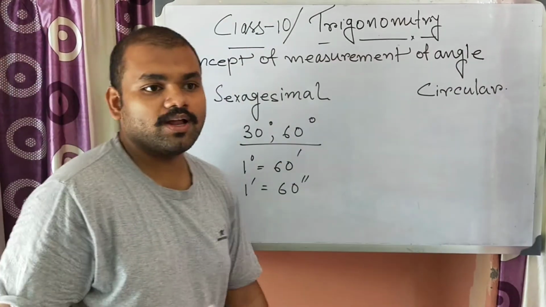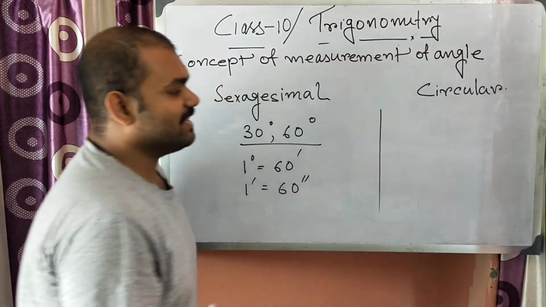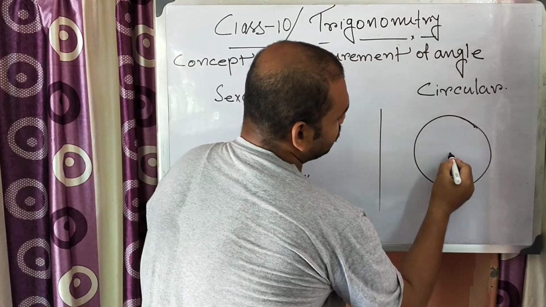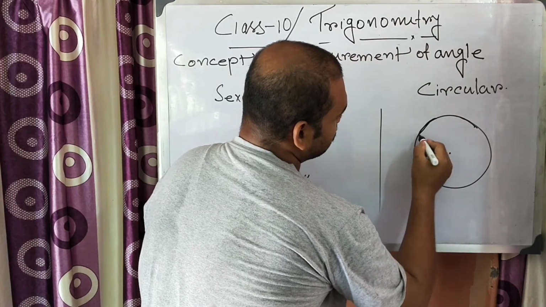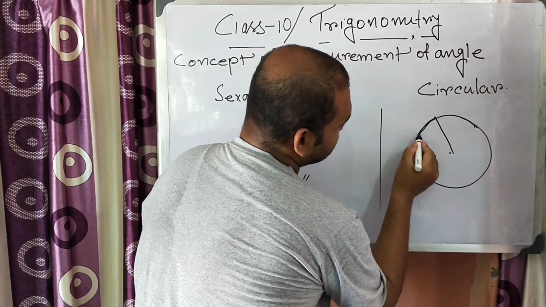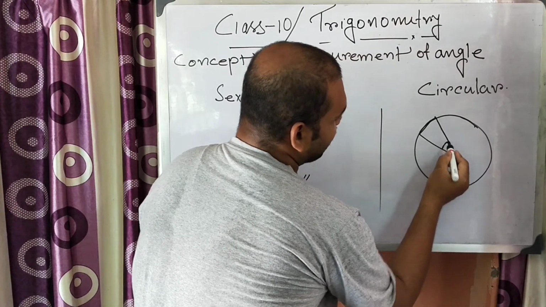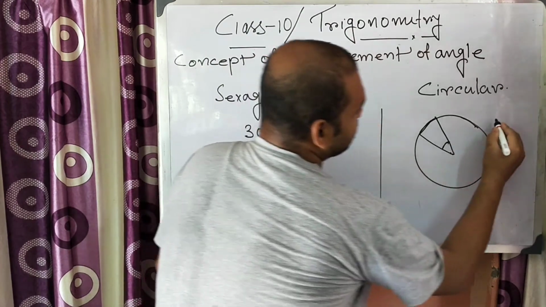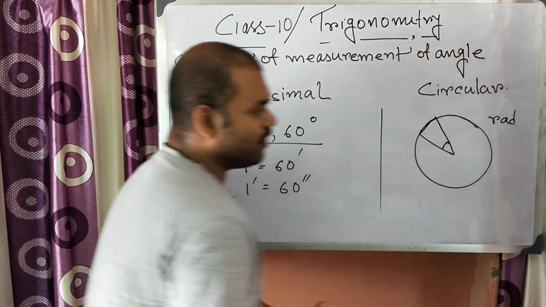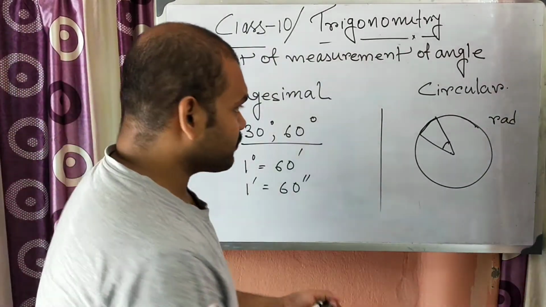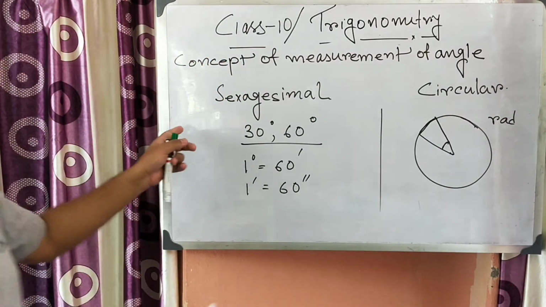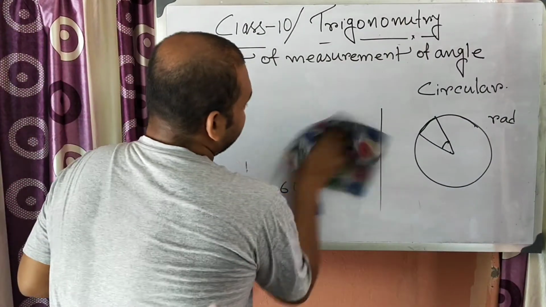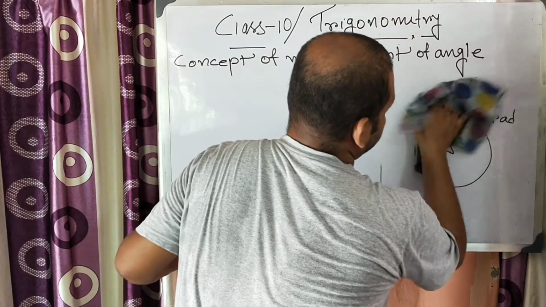But in circular measurement, we measure the angle subtended at the center of a circle by an arc. Suppose this is the center, and this is a portion, so this is the arc. Now the angle it subtends is known as the circular angle. Circular measurement is measured in radians, that is rad. Now we need to find the relation between the sexagesimal system and the circular system. It is very easy to find.